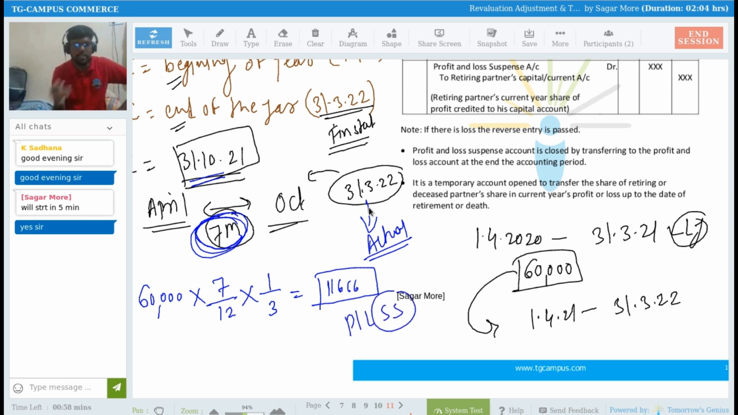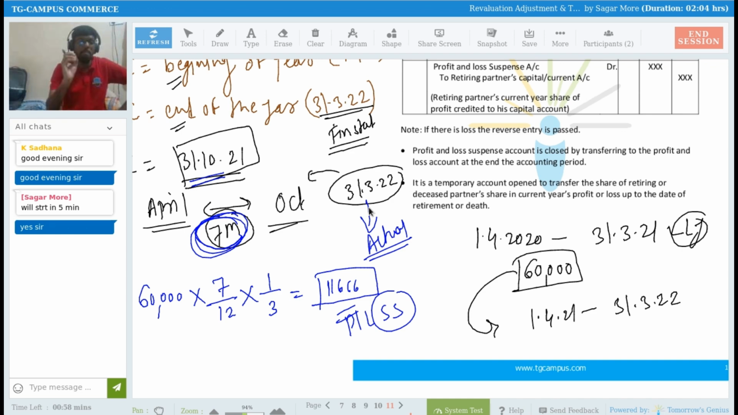Profit and loss suspense. So what is the meaning of suspense? Suspense indicates that this is not your actual profit. This is your estimated profit. And when you finalize the books of accounts on 31st of March, you will get the correct profit, and with that correct profit, you have to adjust this estimated profit. That is not in our syllabus, how to adjust that profit. So we have to simply calculate, on the date of retirement of that partner on 31st of October 2021, his share of profit from the beginning of the year up to his date of retirement.